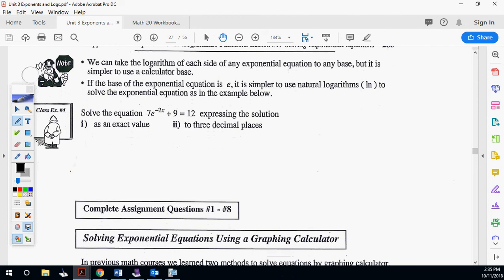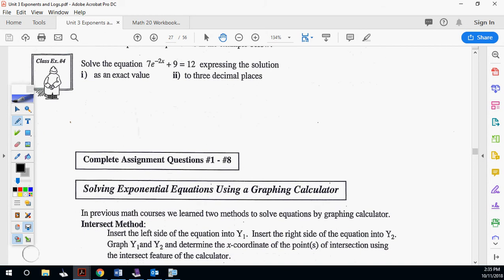We can take the logarithm of each side of an exponential equation, any base, but it's simpler to use a calculator base sometimes. If the base of the exponential equation is e, we know it's natural logarithm. Don't forget that. ln is base of e. Okay, so we're doing some e stuff now. So let's go and solve this one.